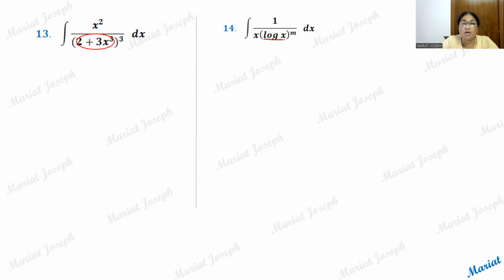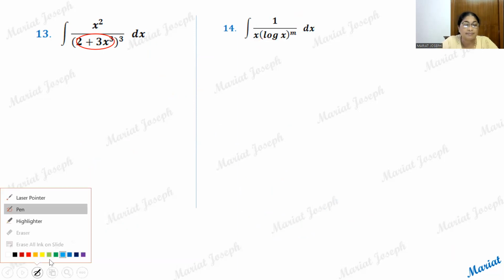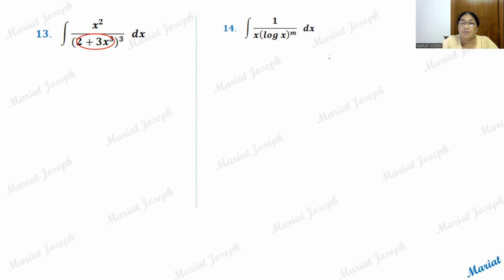Here, this log x could be a substitution. It is because, look, 1 upon x dx is going to be the derivative. Take u as log x. U equal to log x. du is 1 by x dx. That is very well available in the question. Look, 1 upon x into dx. It's there.